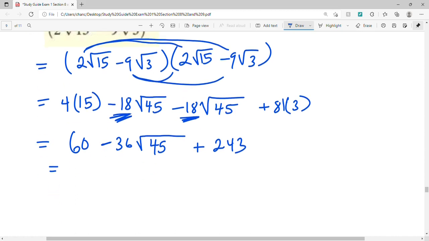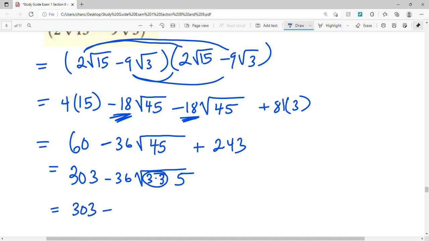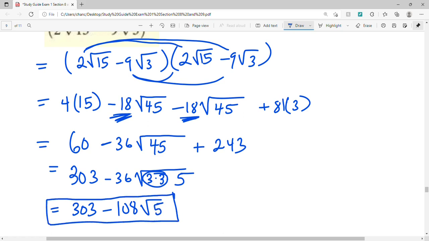And then we'll just keep simplifying. 60 plus 243, that's going to give us 303 minus 36 root, and I could break down root 45 as 3 times 3 times 5. So now we need to multiply that 36 times 3. So this is 303 minus 36 times 3 is 108 root 5. So this is our simplified expression: 303 minus 108 root 5.